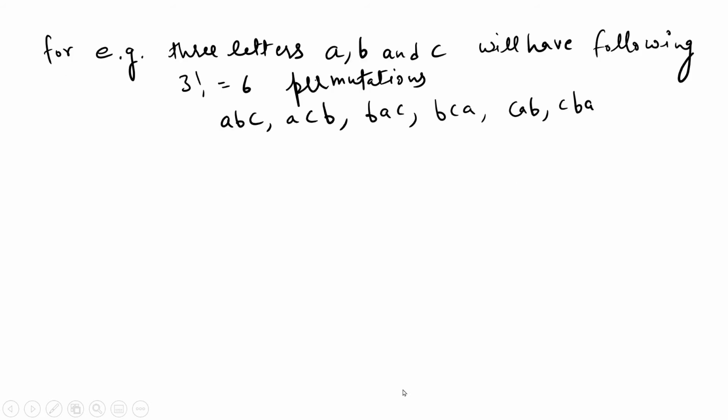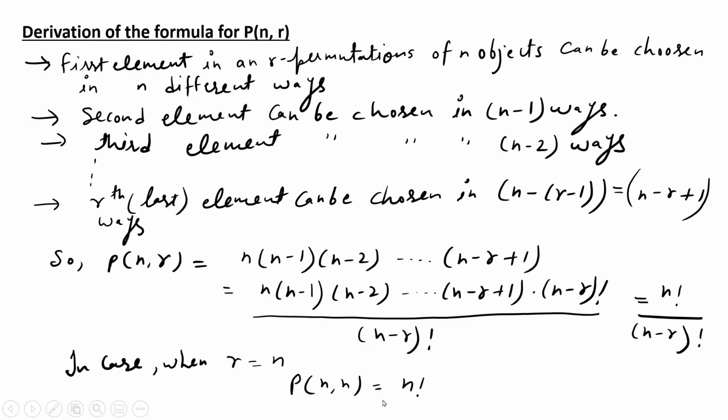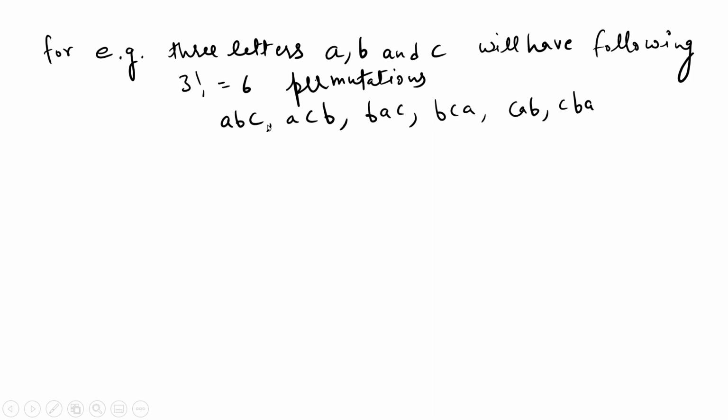For example, suppose we have three letters A, B, C and we have to form three-letter words. So we are taking all three letters at that time. So we will have a total of 3 factorial, which is n factorial, permutations, which is 6. So we have ABC, ACB, BAC, BCA, CAB and CBA, a total of 6 permutations. ABC and ACB have the same elements, but order matters here. So ABC and ACB are different, BAC is different, BCA is different, and so on.